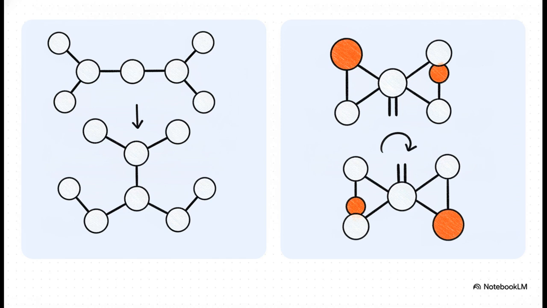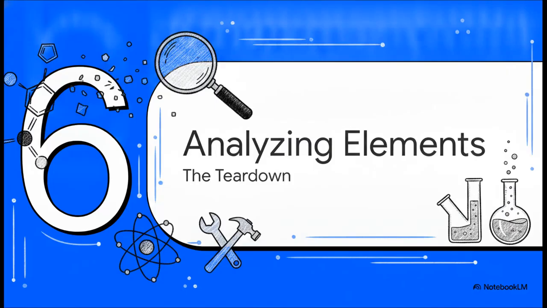On the flip side, we have stereoisomerism. This means the atoms are connected in the exact same sequence, but, and here's the kicker, they're pointing in completely different directions in 3D space. This includes geometric isomers, where you might have bulky groups locked on the same side or opposite sides of a double bond. And that simple spatial change drastically alters the molecule's stability and properties. Pretty wild, right? Finally, we reach Section 6, analyzing the elements.